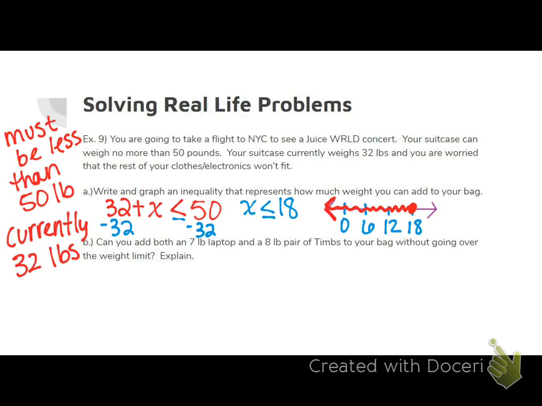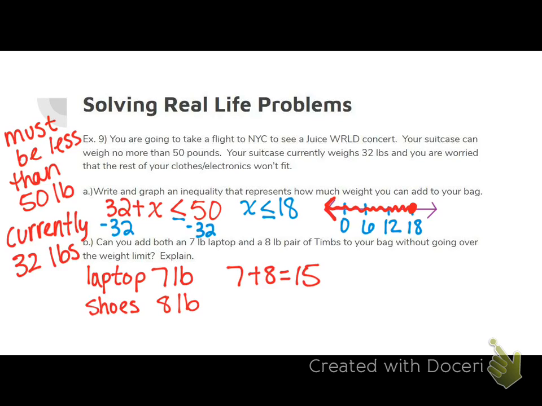Okay. All right, question B is asking, can we add both a 7-pound laptop, so the laptop is 7 pounds, and an 8-pound pair of Timbs? I'm just going to put shoes. I told you I didn't write it, but, you know, trying to be hip, I guess. Okay? Could we add both of those without going over the weight limit? Yes. Why? Because they equal 15. Okay, so if we add these together, we get 15. And 15 is less than 18. So 15 is less than or equal to 18. Yes, we could add both our laptop and our Timbs.